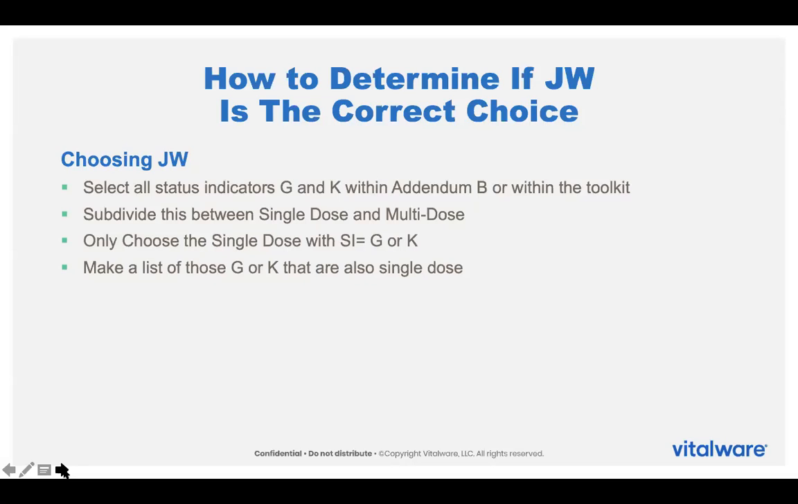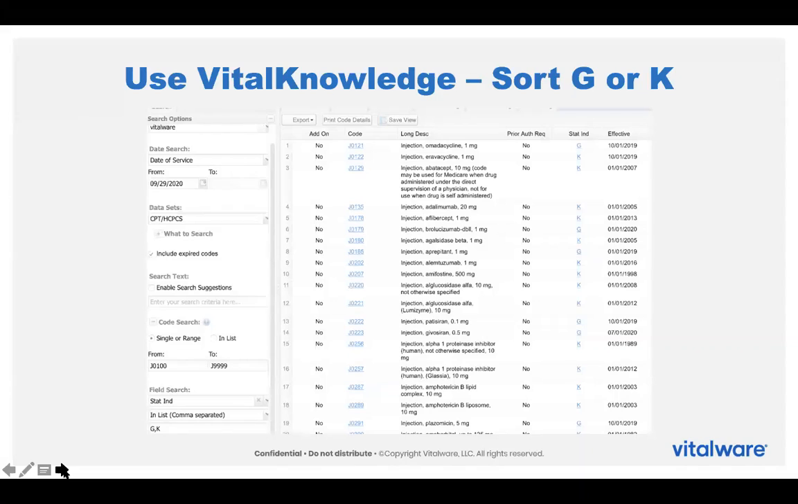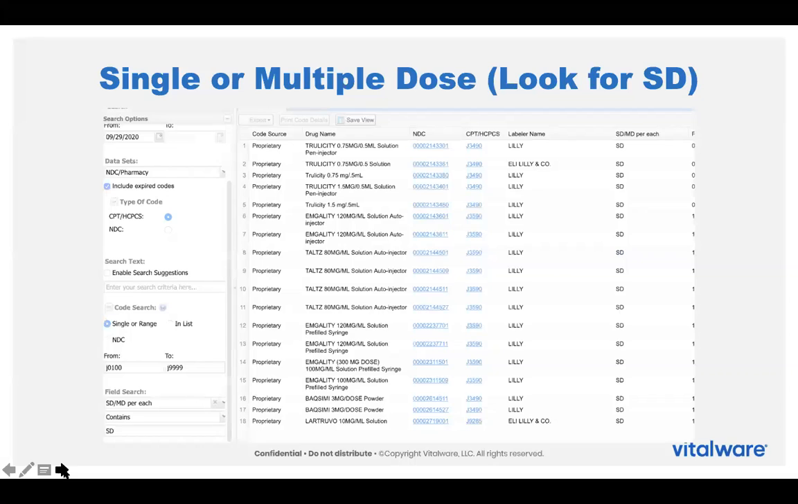And when you do this, you're going to see that when it first started, you think, oh, I'm going to have hundreds and hundreds, and it ends up being 25 or 30. If I look in Vital Knowledge, I can do the entire J code range, J0100 through J9999, and filter it for G or K, and I get a list that I can export of just the G and K drugs to start. If I go further with that G and K, I want to look at those that are just single dose. And so I can export those NDC numbers.